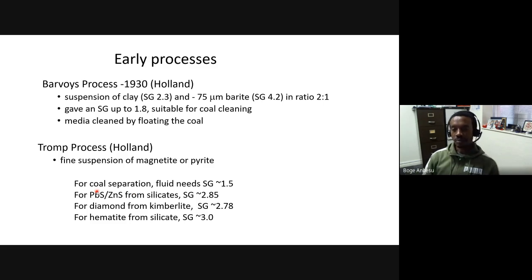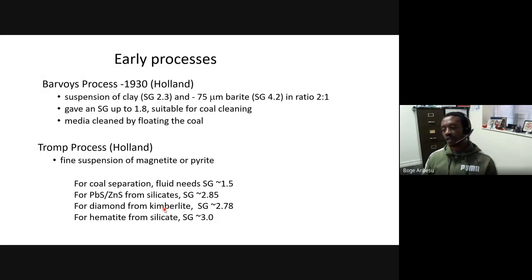And therefore, again, you can make that sink and float separation to upgrade a sulfide mineral, or even something like a diamond, where you have diamond and kimberlite. Typically, the kimberlite is lighter, maybe specific gravity about 2.4, somewhere there. If you use a media of specific gravity around 2.7, then the kimberlite floats, while the diamond sinks, typically with specific gravity about 3.5 and above that.